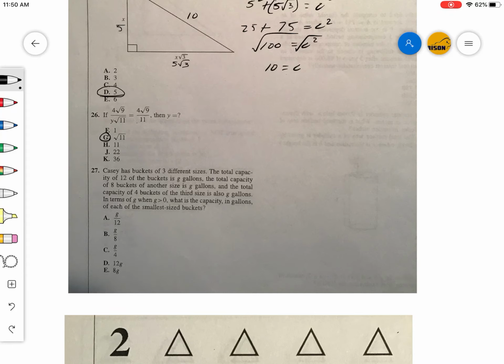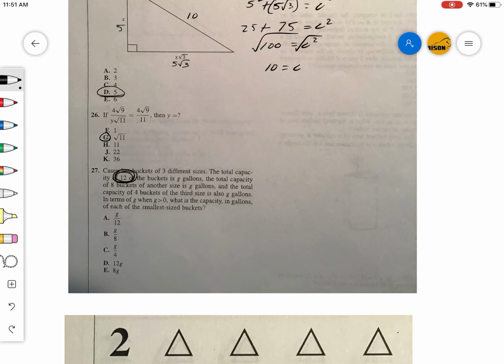Let's look at 27. Got a lot of words. Let's get the question. What's the capacity in gallons of each of the small size buckets? All right, so we got some buckets going on here. He's got 3 different size buckets. Total capacity of 12 buckets is G gallons. Total capacity of 8 buckets of another size is G gallons. And the total capacity of 4 buckets of the third size is also G gallons.